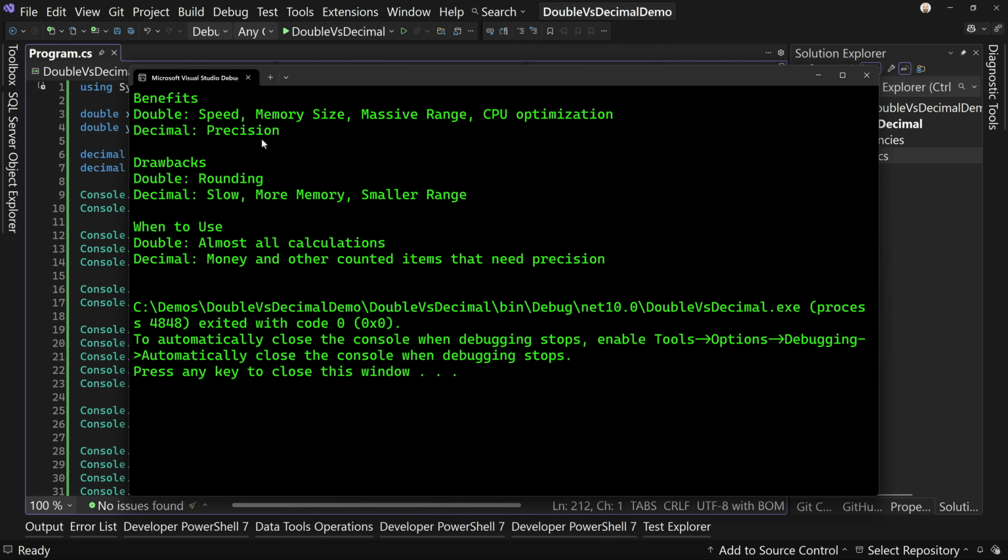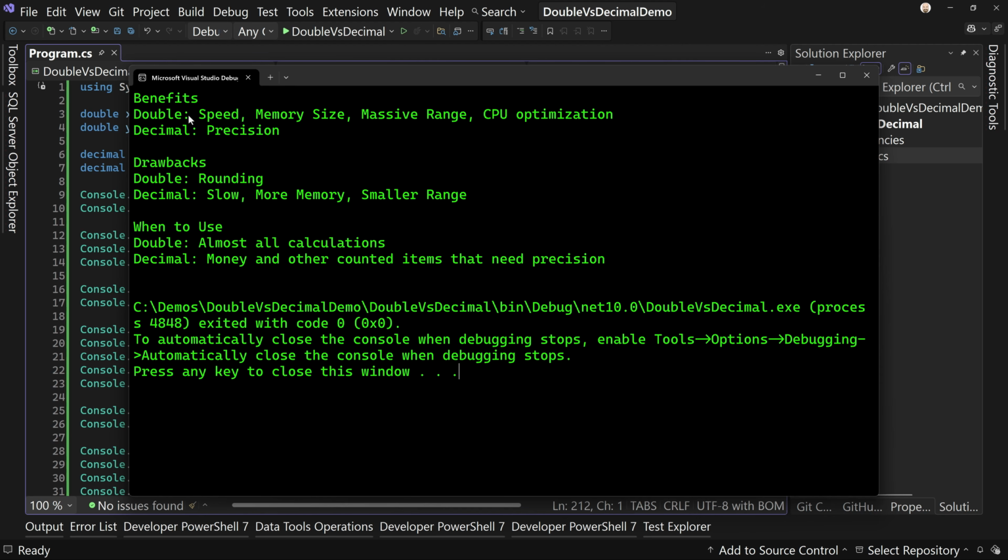Okay. Then we're talking about the overall benefits. So the overall benefits of a double come down to speed. They're a lot faster. They take up less memory size. They have a massive range compared to decimal. So the amount of space inside of a double is so much larger than decimal. And then finally, almost every CPU has floating point optimization or floating point processing in there that allows for some significant speed advantages for processing things like add, subtract, divide, multiply with doubles compared to decimals.